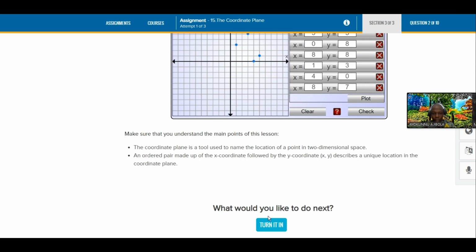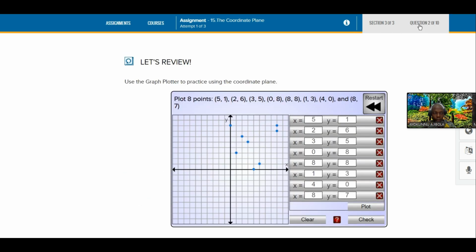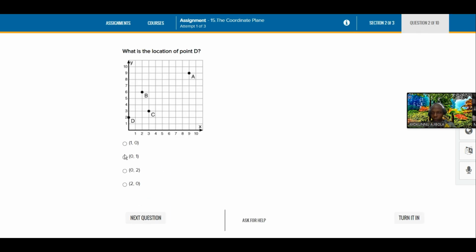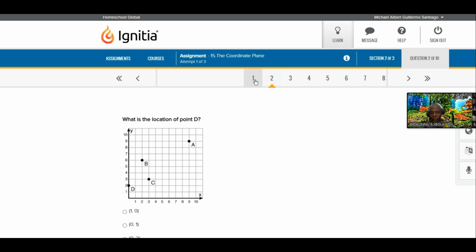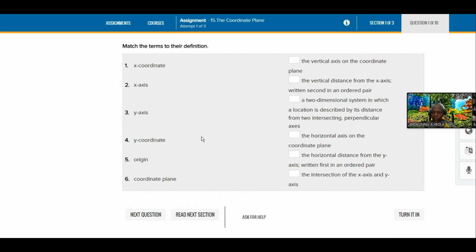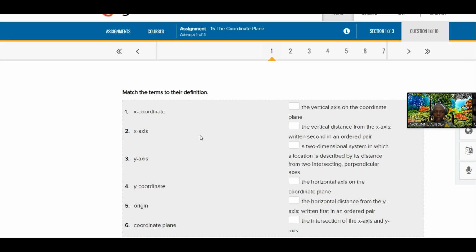So, having done that, let's go ahead and work on the questions. Question 1. We have to match these terms. Are you ready? Please concentrate on this, okay? We have to match these terms on the board.